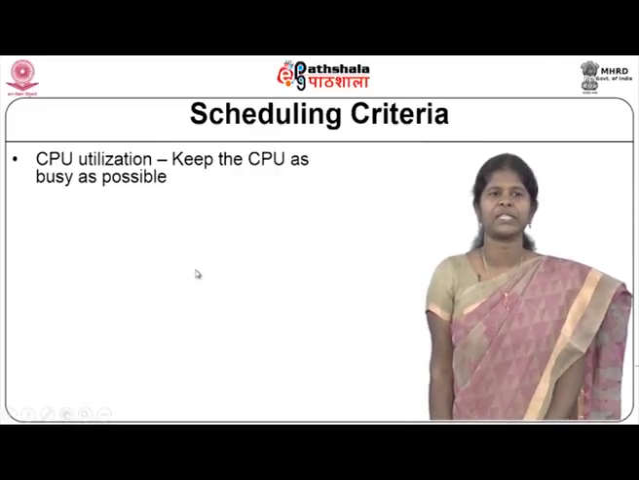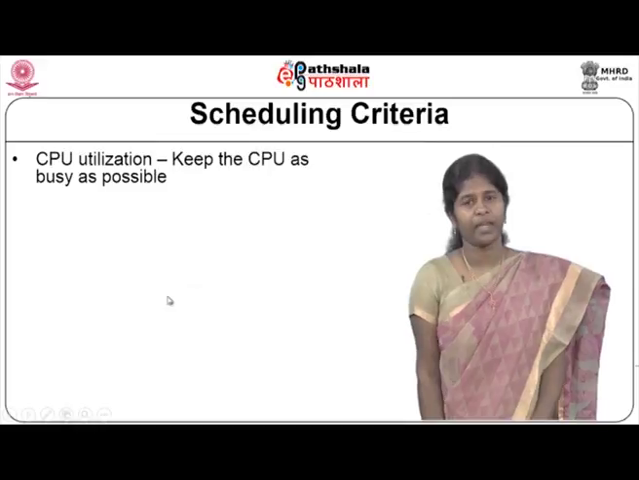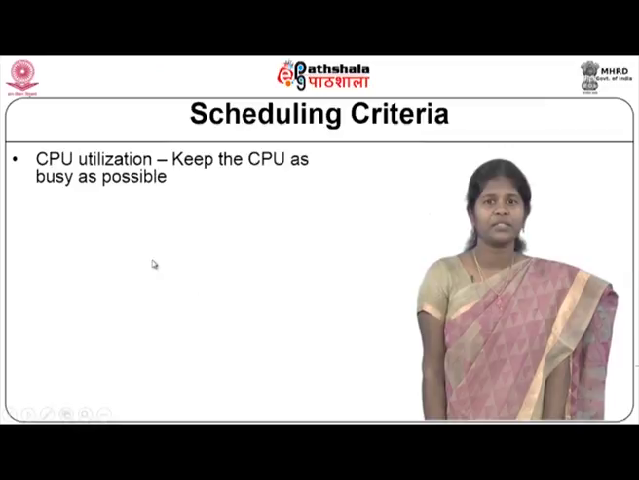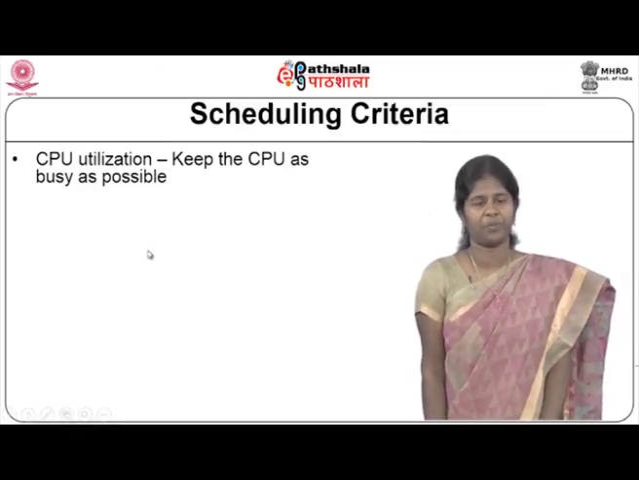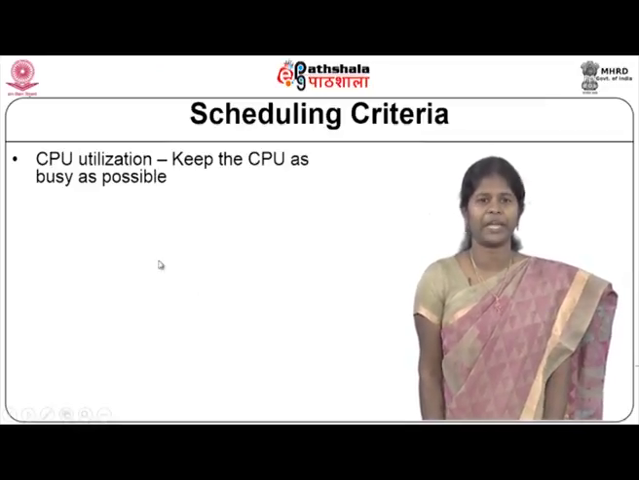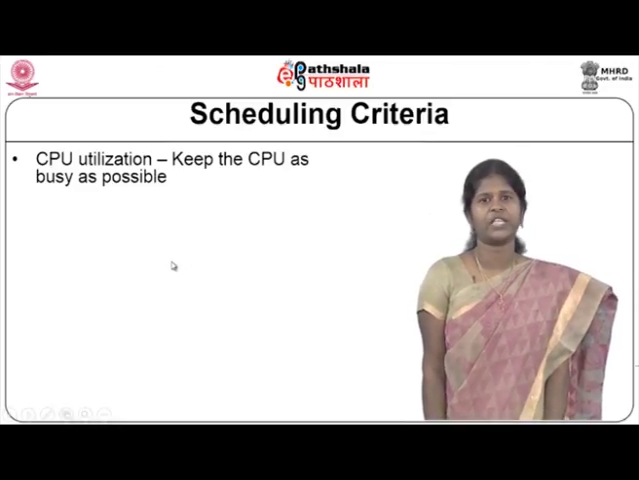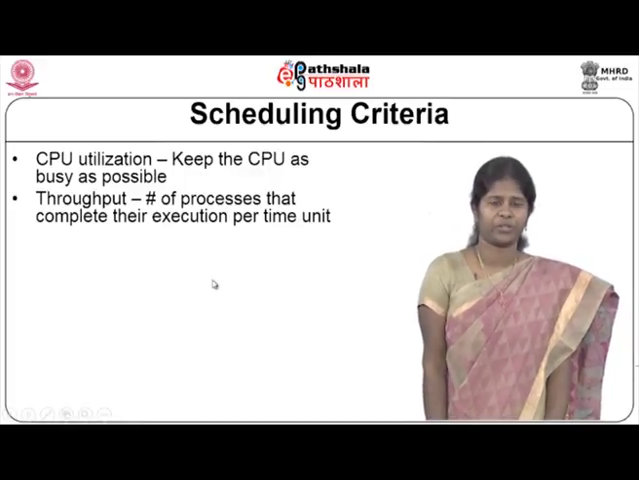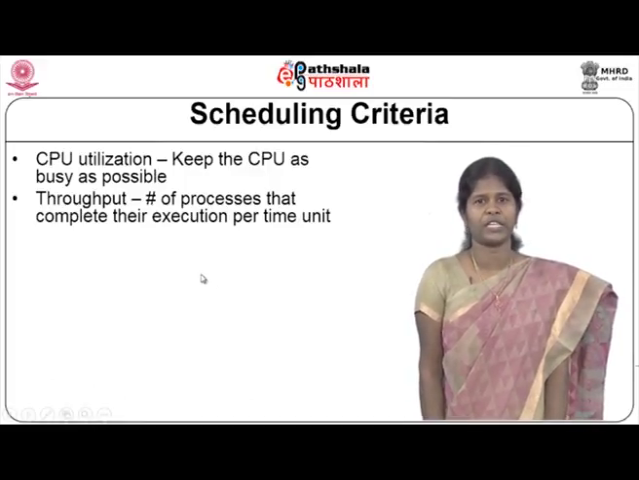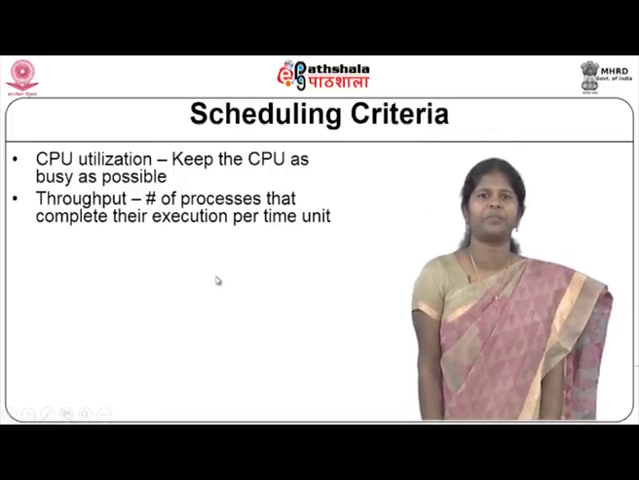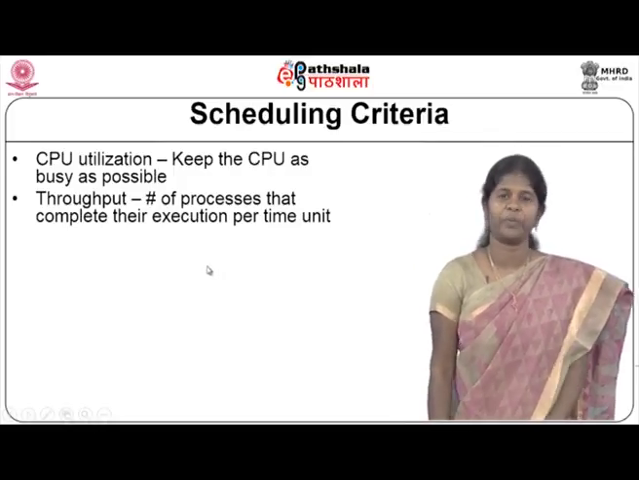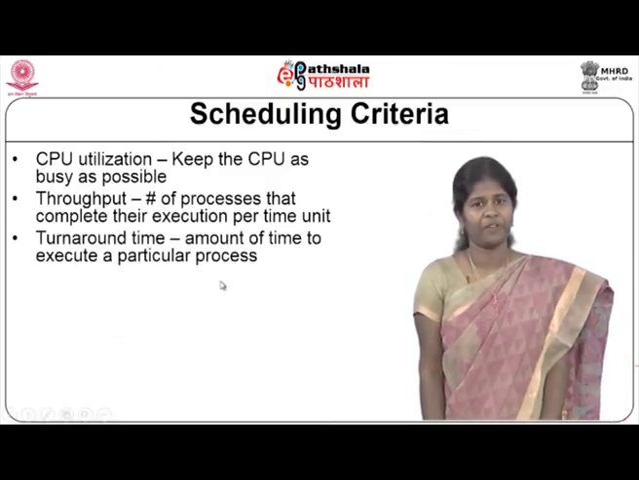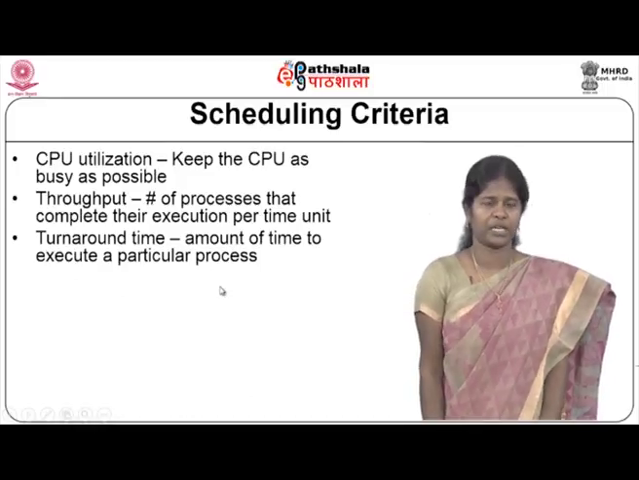So, first is CPU utilization. Any CPU scheduling algorithm should be designed such that the CPU utilization is a maximum. That is, the CPU should be kept as busy as possible. The CPU should not be kept idle. And the next is throughput. That is, the number of processes that complete their execution per unit of time. That should be high. So, the throughput should be maximized. Then you have turnaround time. What is turnaround time?